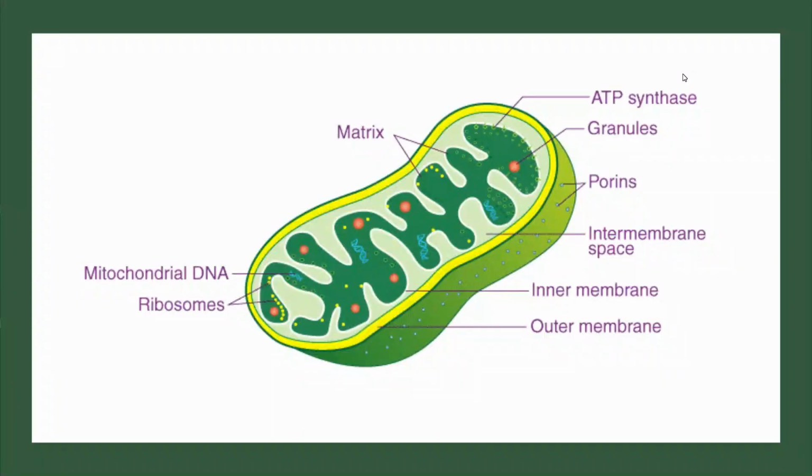Cellular respiration takes place in the mitochondrion. Remember, one mitochondrion, many mitochondria. It is the site for cellular respiration. The mitochondrion is an organelle found in the cytoplasm of a cell.